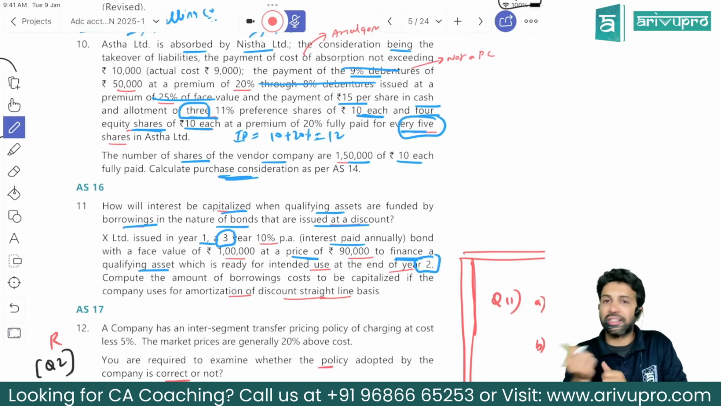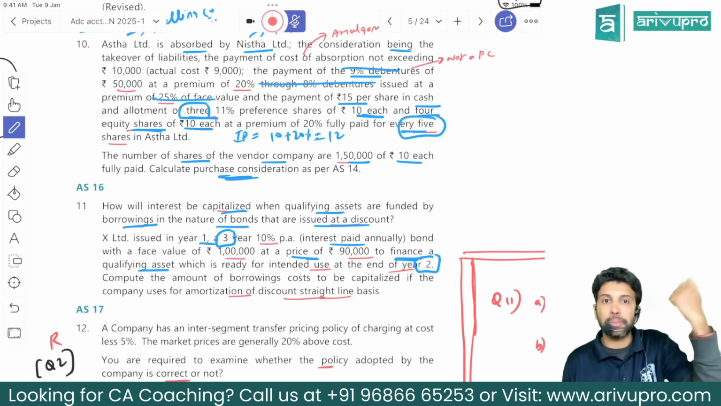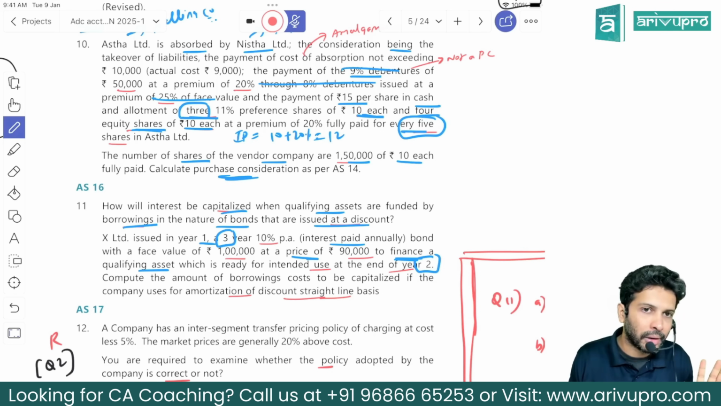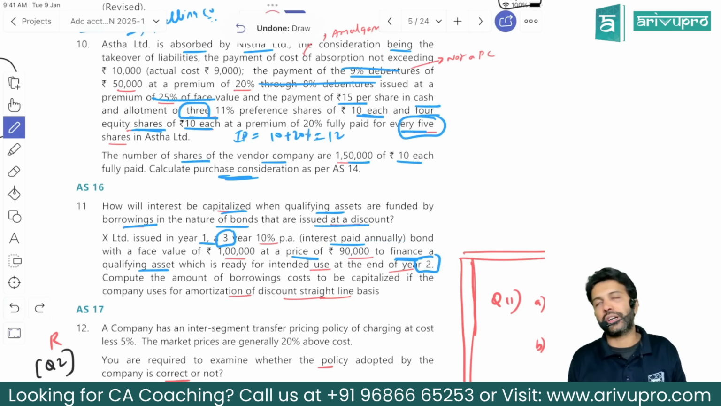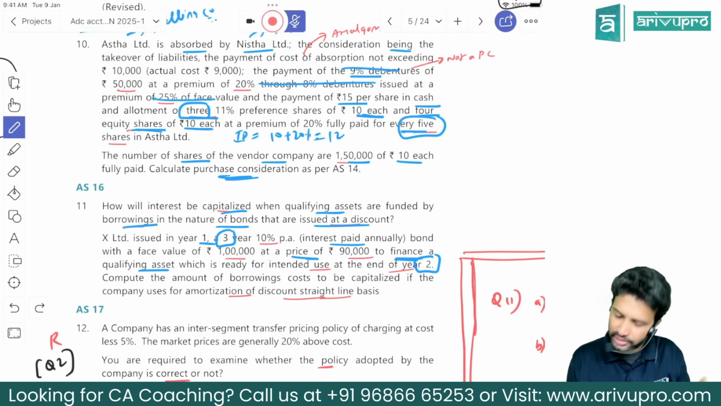Once the qualifying asset is ready to use, capitalization stops. This we learned as cessation provision in AS16. Yes, no? When the qualifying asset is substantially complete, you stop the capitalization. Correct, people? Here, asset is ready by end of which year? Second year. That means by the end of second year, you will stop your capitalization.